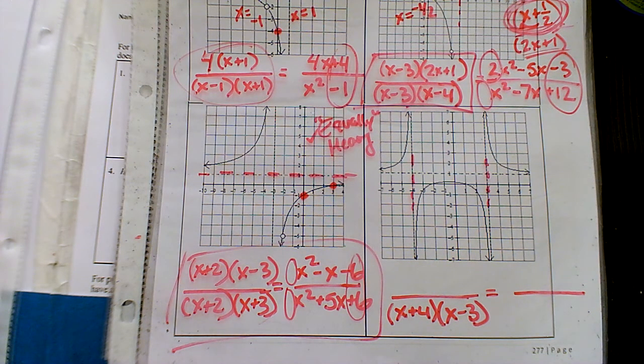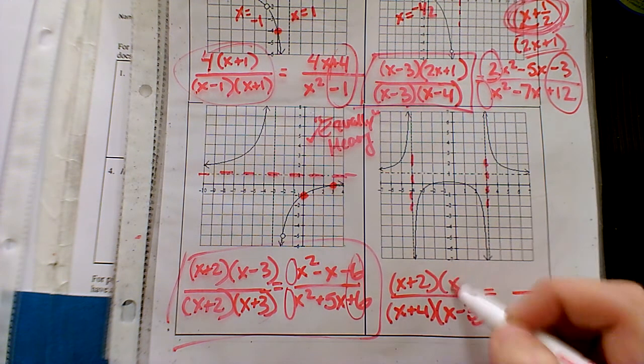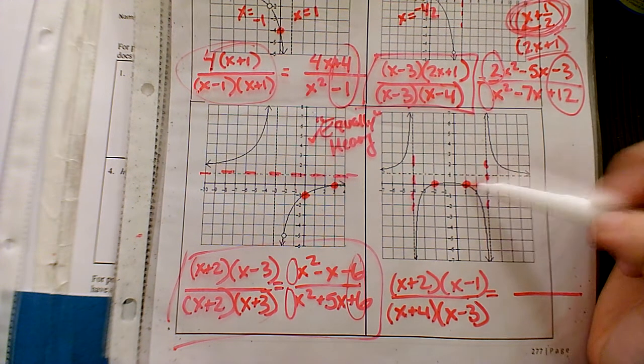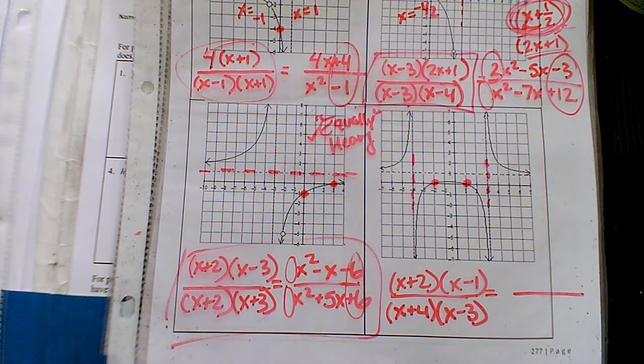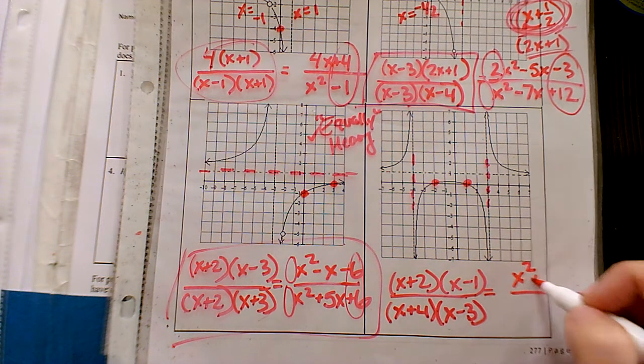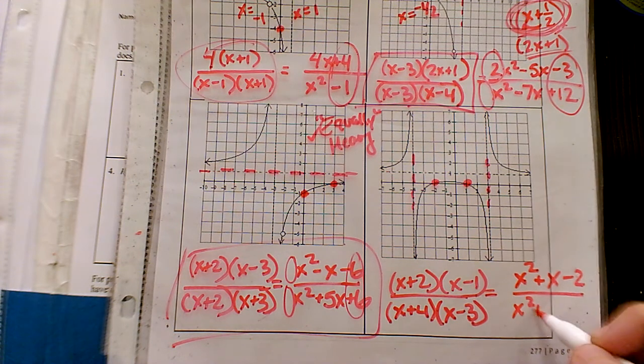Good, Matt? x plus 2 and x minus 1. Where'd those come from? They're x-intercepts. Okay, -2, +1. Looks good. Are there any other ones that you found? I'm seeing head nods. Okay, so if those are the only ones, let's expand it. We'll have x squared plus x minus 2 over x squared plus x minus 12.